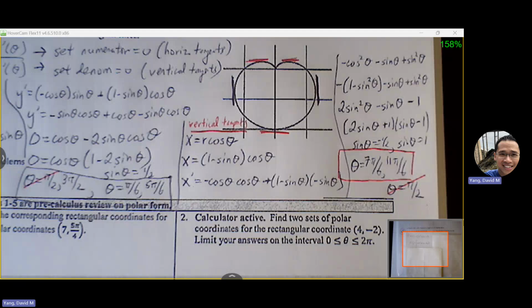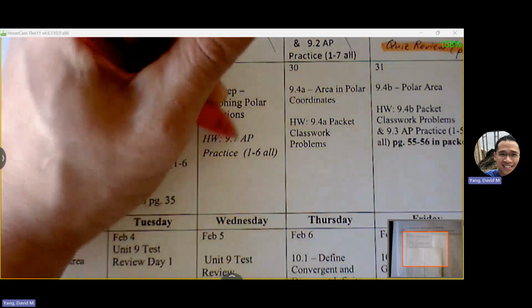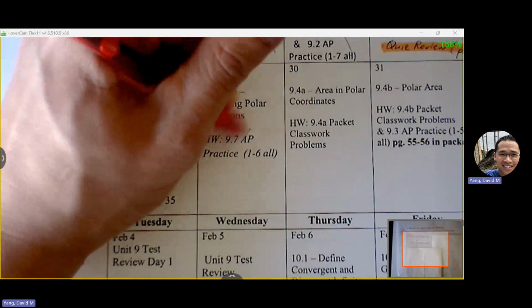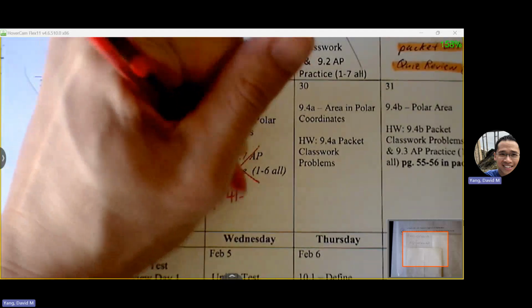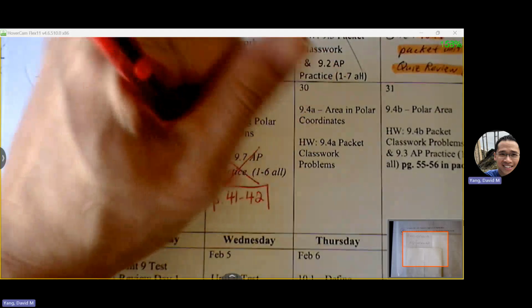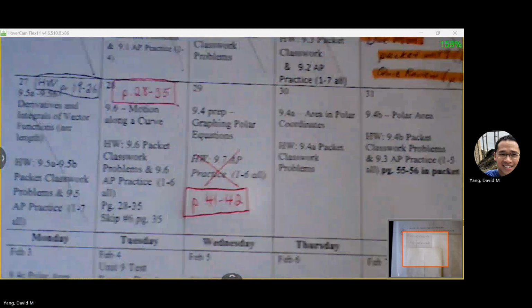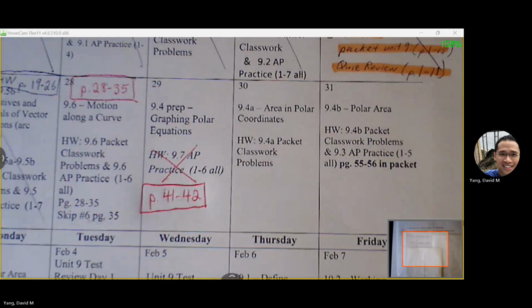Okay, I'll split this section's homework up into 2 days. So today, if you can just focus on, let me adjust the homework here, just do page 41 to 42. And then tomorrow we'll do 43, 44. But tomorrow, I do want to start getting into polar area.